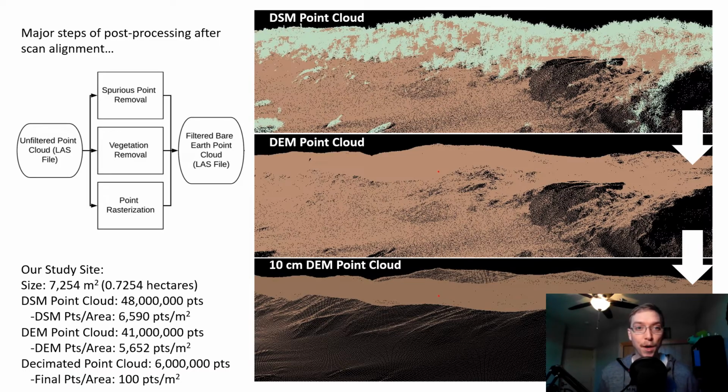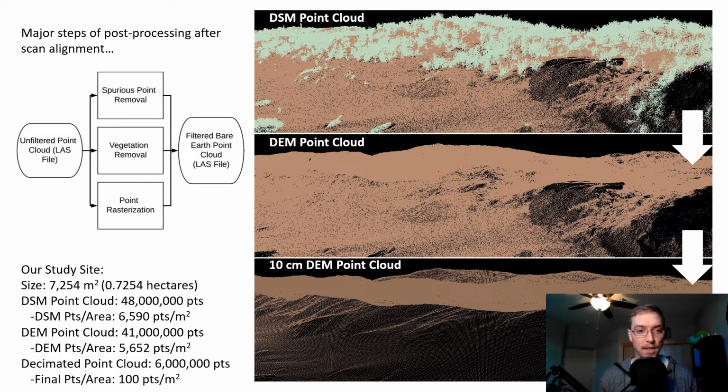So the steps here to go from a digital surface model to a digital elevation model to a 10-centimeter rasterized point cloud: basically, you start with your unfiltered point cloud and you remove all the spurious points. I've seen perfectly rendered birds in the sky that were flying by when my laser scanner was running. Things like wood that I don't want in my digital elevation model have to be removed. Vegetation has to be removed. Once all that's done, I can rasterize my points.